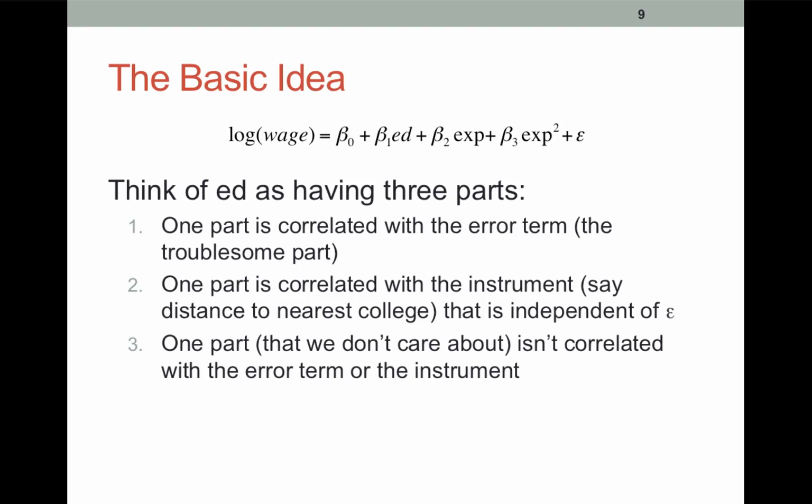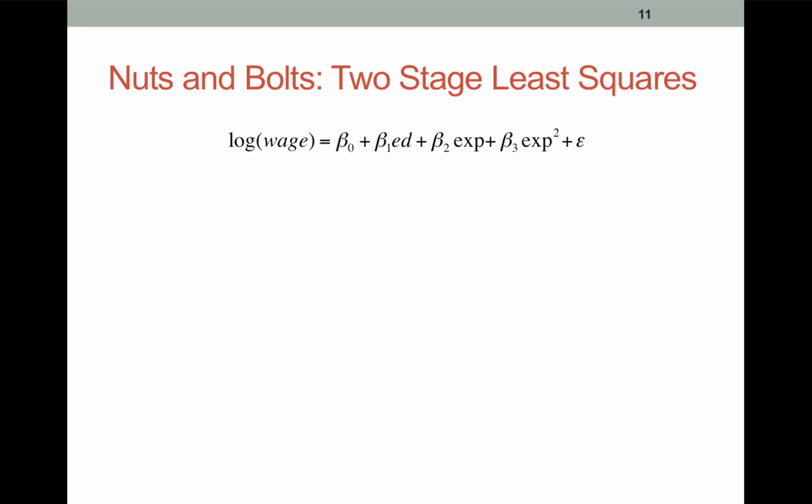And then the third part, we don't care about this at all, is the part that's not correlated with the error term, it's not correlated with the instruments. What IV does is it allows us to only use the part of education that's correlated with the instruments when we estimate returns to schooling. We're going to implement that insight in a particular method called two-stage least squares.